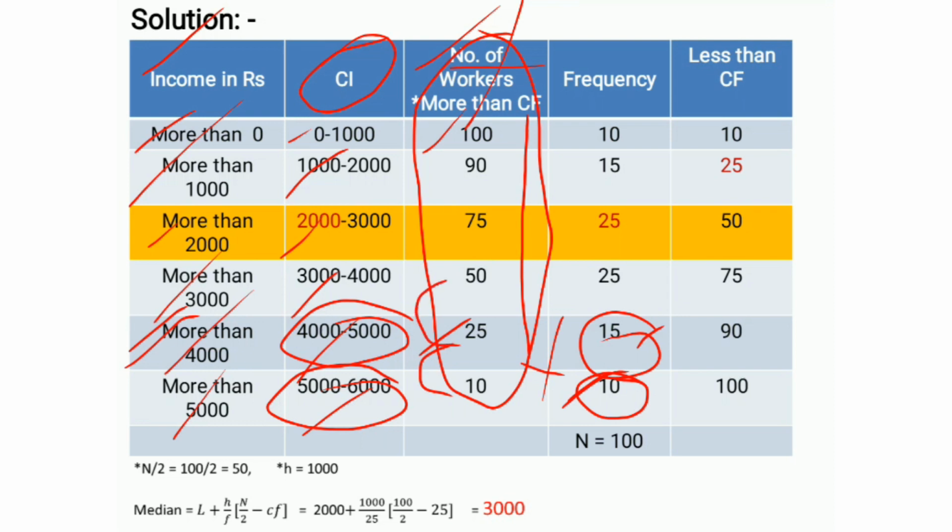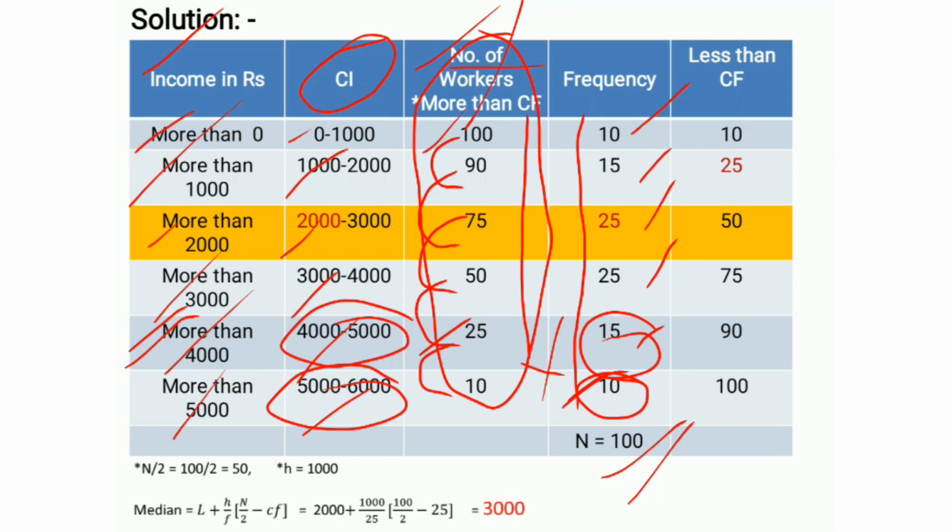50 minus 25 is 25. 75 minus 50 is 25. 90 minus 75 is 15. 100 minus 90 is 10. So the total of this will be 100. It means that the total number of employees is 100.